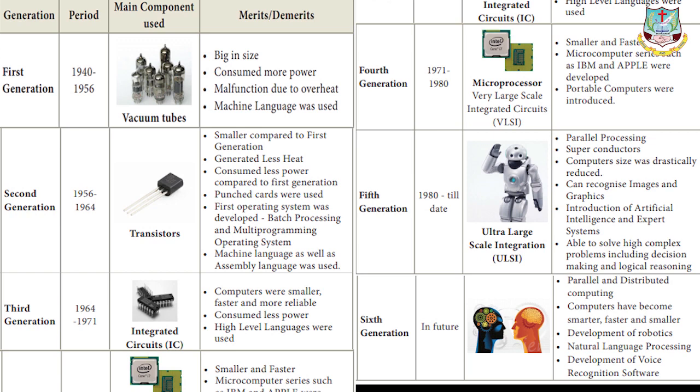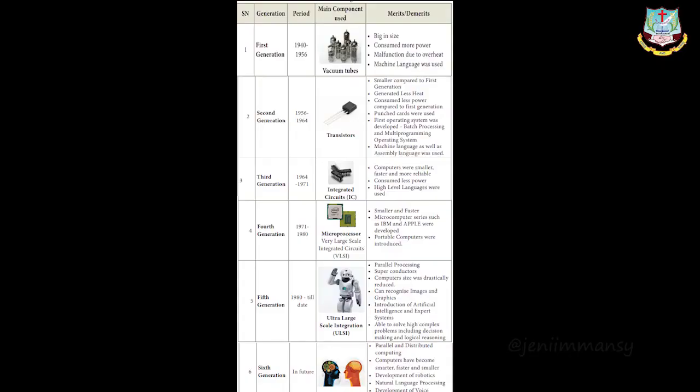When you are writing for the exam also, you must put tabulations like this, and you have to separate it, like serial number, generation, period, main components used, merits and demerits. Like this, you have to classify all the tabulations, and you have to write it accordingly as it is in the book. Okay, don't write like a paragraph, don't put the first generation and down, don't write point wise. If you draw the table like as they have given in the book only, you will be able to score full marks.